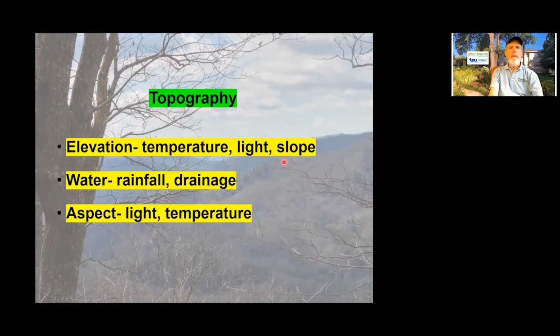Also, the water, rainfall, and drainage. We talked about the water coming through the valleys. So the drainage and how it makes it down to the rivers is important. And of course, light and temperature are going to make a big difference on the topography.